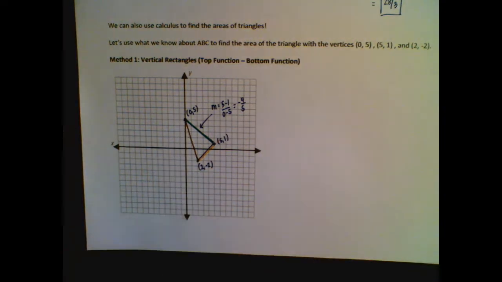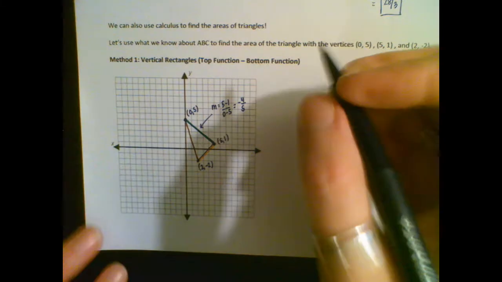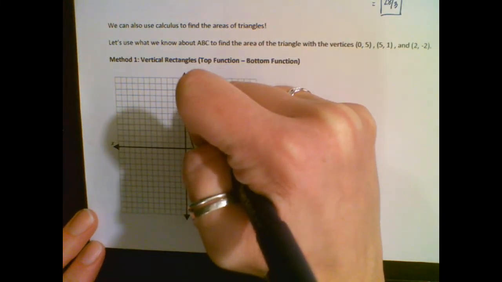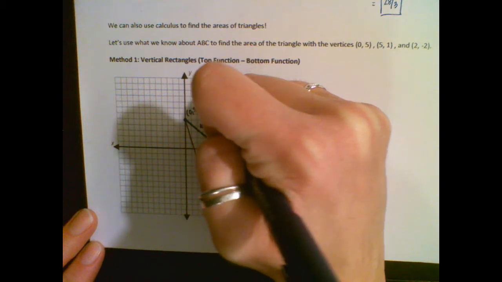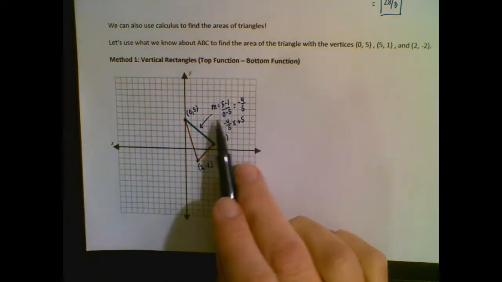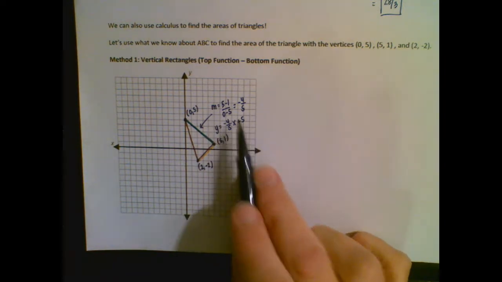And I know what my y-intercept is. My y-intercept is going to be 5. So that would mean that this equation for this top function would be y is equal to -4/5 x plus 5. So top function, here's my equation.